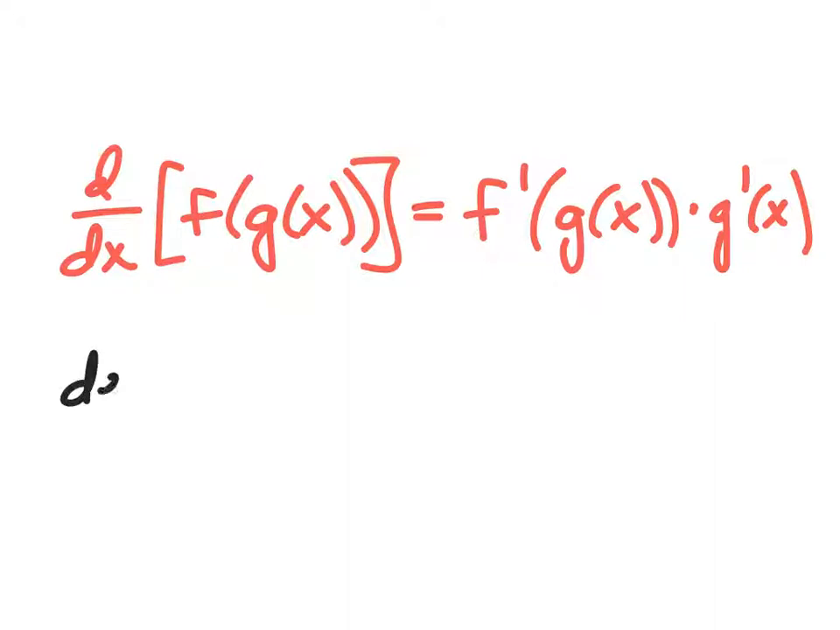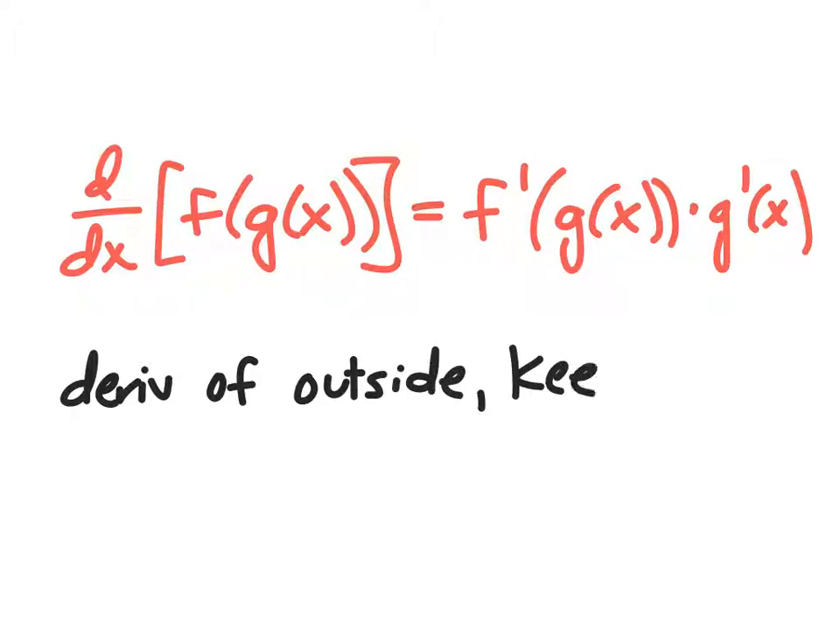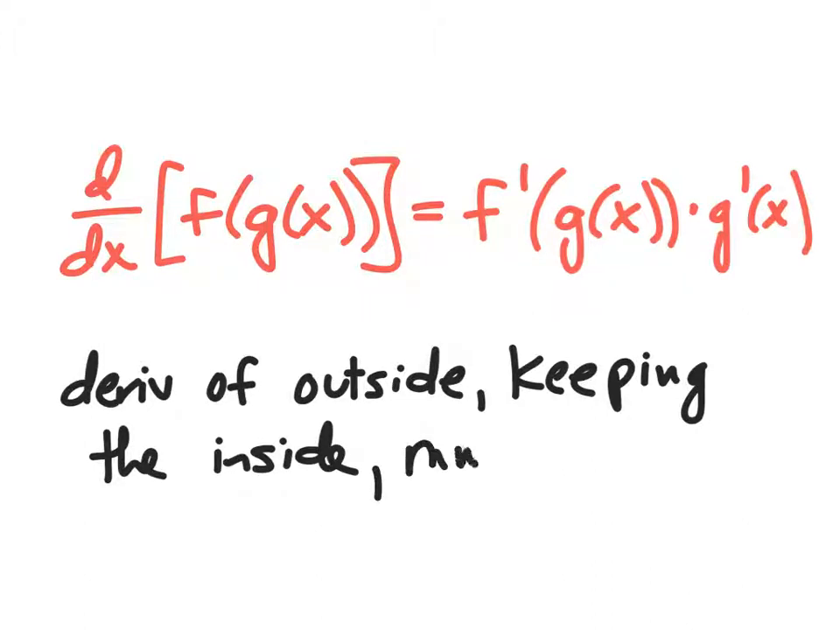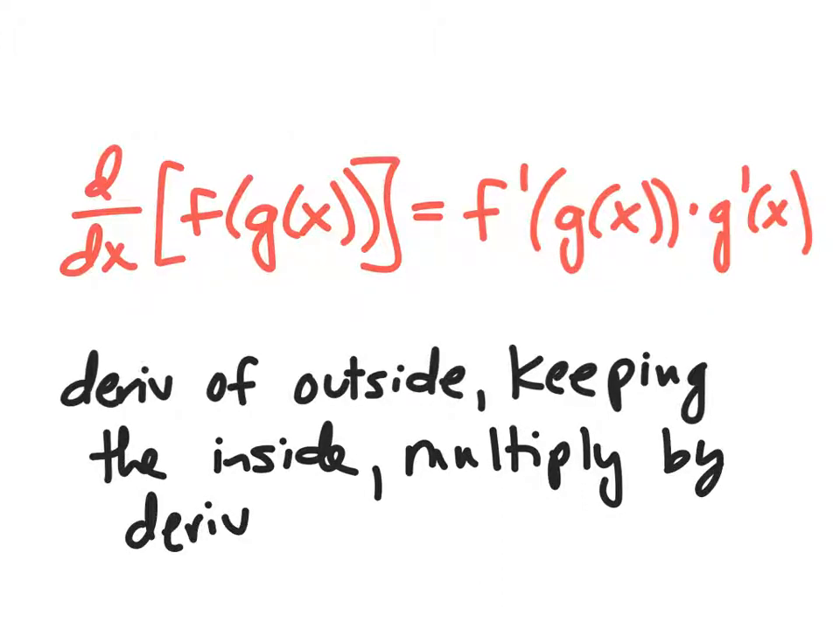In words, that is the derivative of the outside layer. But once I differentiate the outside layer, I haven't done anything to the inside yet, so I'm going to keep the inside exactly the same. And then I go back and I multiply by the derivative of the inside. And you're going to keep that all on one line, so it's all being just multiplied together. So like I said, differentiate the outside layer, keeping the inside layer, then go back and multiply by the derivative of the inside. So let's look at an example.